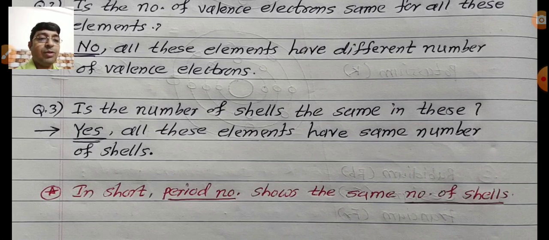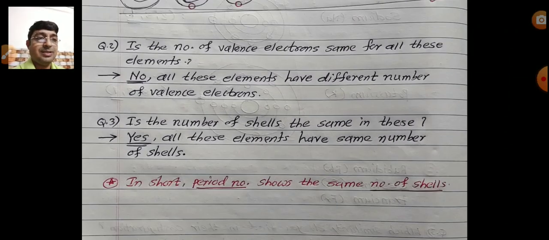So what do we learn from this given example? In short, period number shows the same number of shells. How many shells are there? You count that for that particular element present in that particular period. So you remember this: period number shows the same number of shells. Next point.